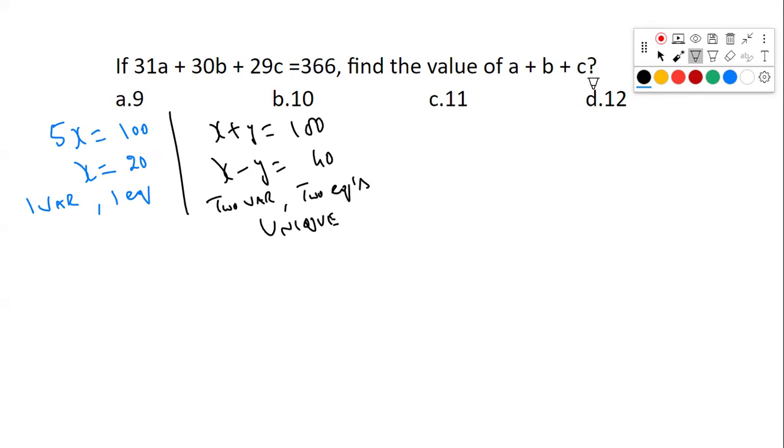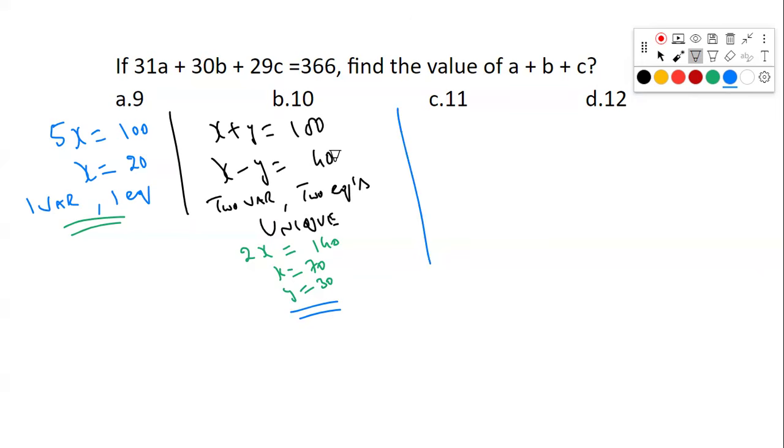So from this, I understand that 2x is equal to 140. If I am adding, y will get cancelled. So x value is equal to 70. When x is equal to 70, y is equal to 30. Try and substitute: 70 plus 30 is 100, 70 minus 30 is 40. Both are getting satisfied. Right? So what is the learning? One variable, one equation. If you have two variables, you need two equations to solve.